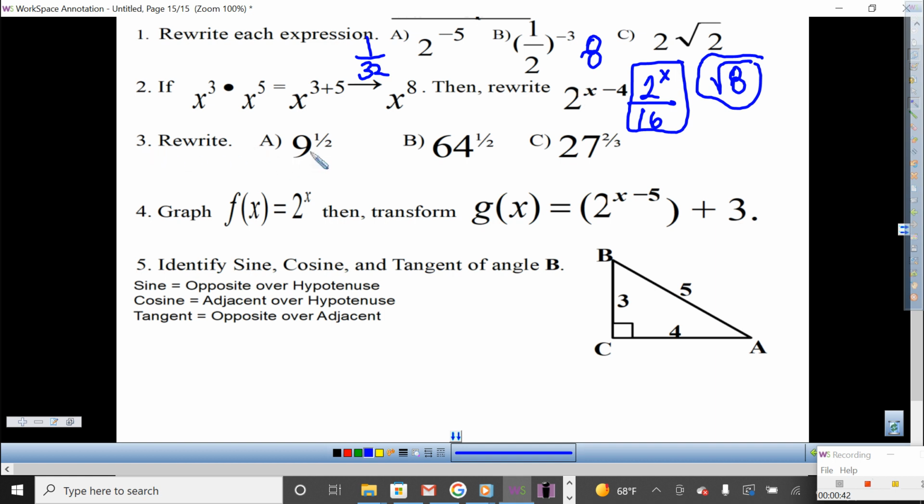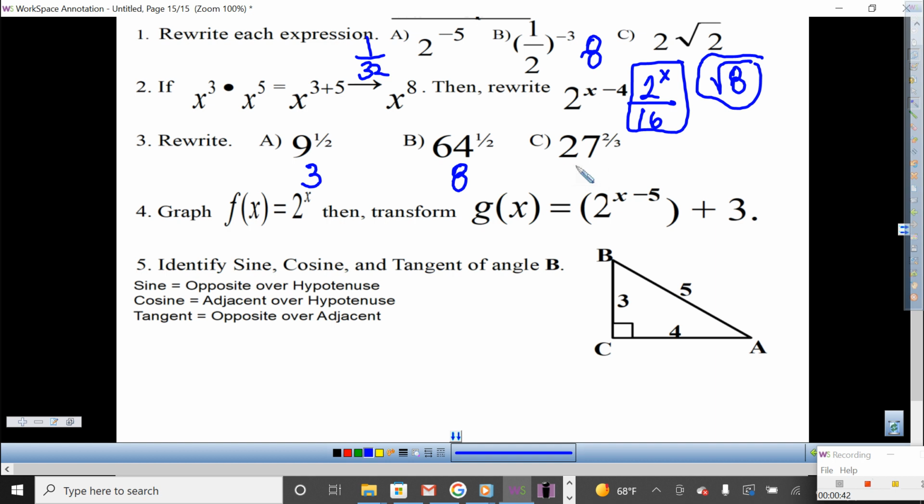Number 3, the half is the same thing as a square root, is that correct? So what is square root of 9? 3. Once again, half of an exponent is the same as a square root, so what is square root of 64? 8.